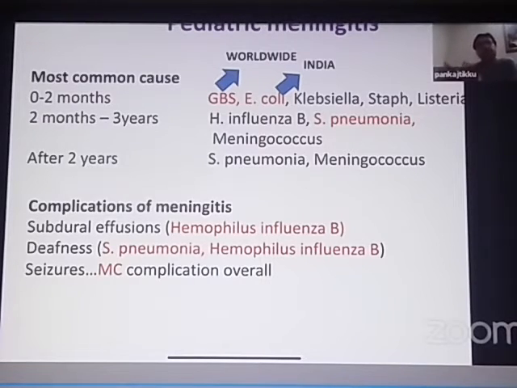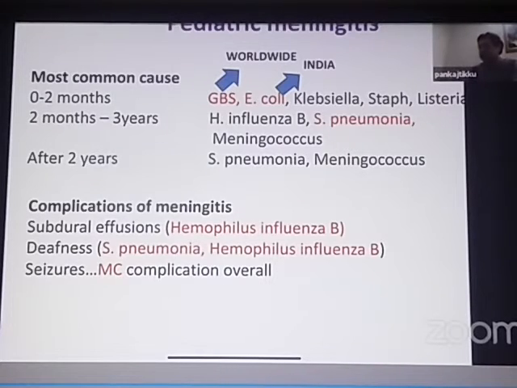Although Streptococcus pneumoniae was the most common cause of meningitis in children between 2 months and 3 years of age, now in the current edition of GHAI, they have written that Haemophilus influenzae B is the most common. After 2 years, Streptococcus pneumoniae and meningococcus are the most common causes of meningitis in children.